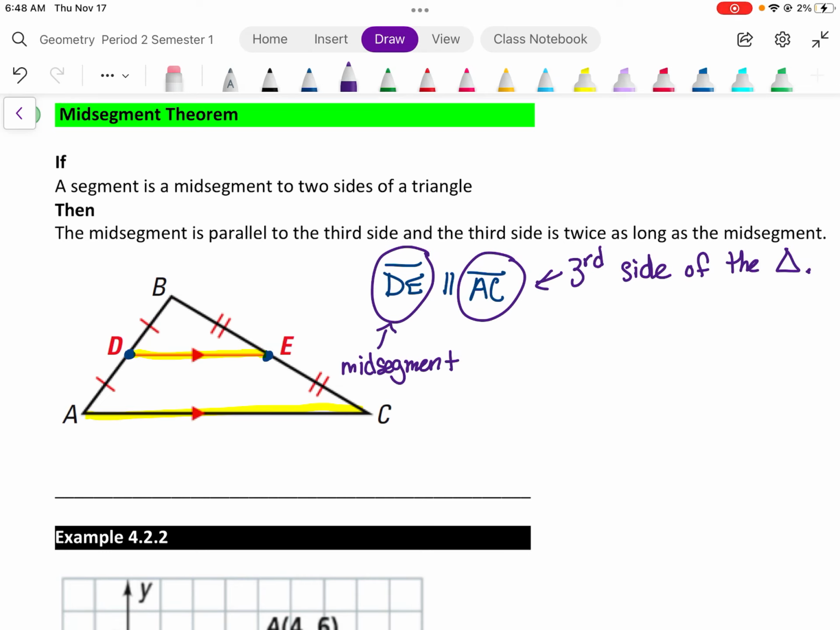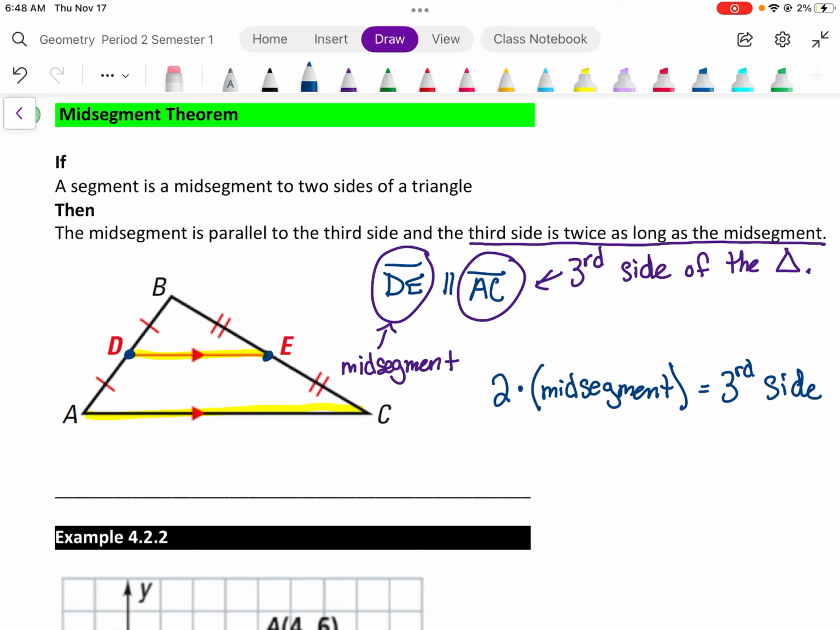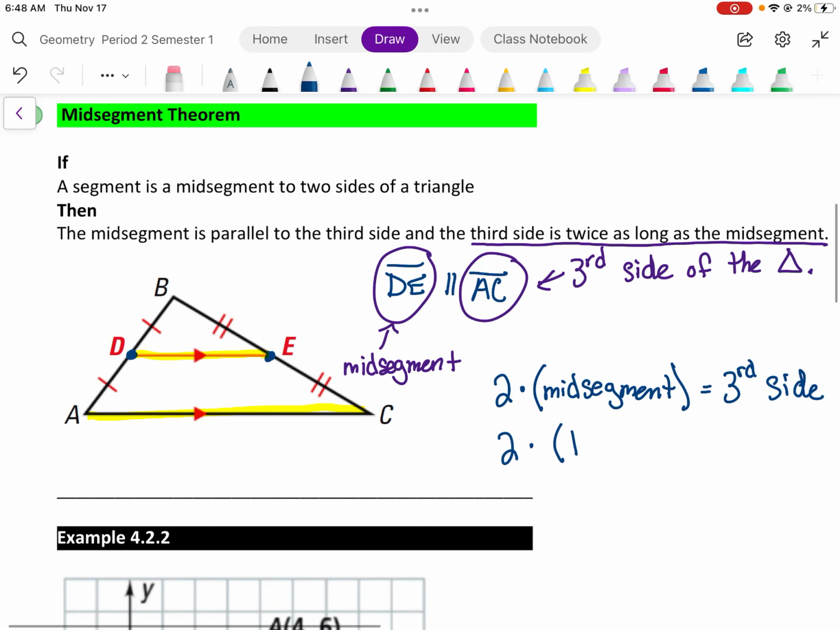The other piece of information that is going to be important is that the third side is twice as long as the mid-segment. So the formula or the equation that we're going to want to know is that 2 times the length of the mid-segment, that is always going to be equal to the length of the third side. So in this case, if we took 2 times DE, whatever that length was, that would be equal to the length of AC.